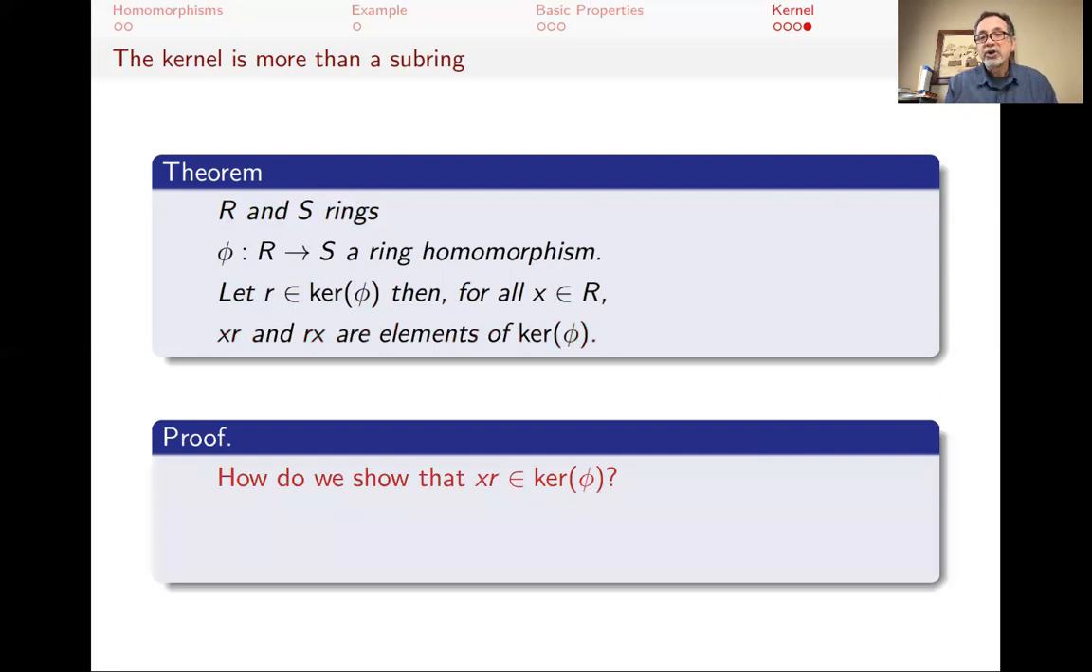How do we show that xr is in the kernel? rx will be the same. I'm saying xr and rx because I'm not assuming that I'm in a commutative ring. This is true in general, but the proof for rx and xr would be the same.